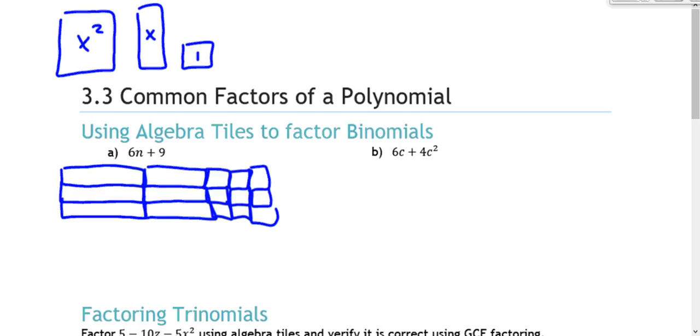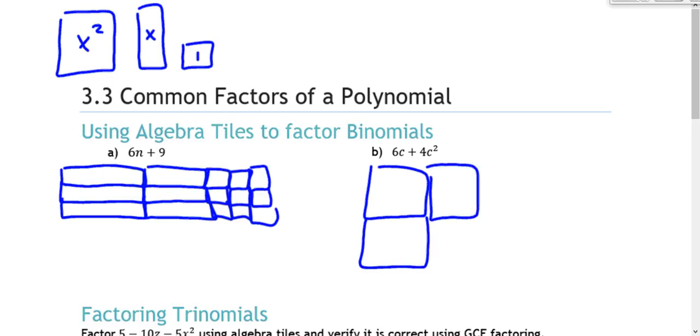And let's see that here with the 4c squared. I have 4 of these. So 1, 2, 3, and 4. Then I have 6 long tiles.